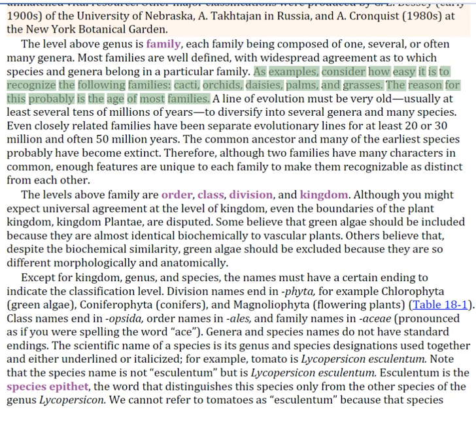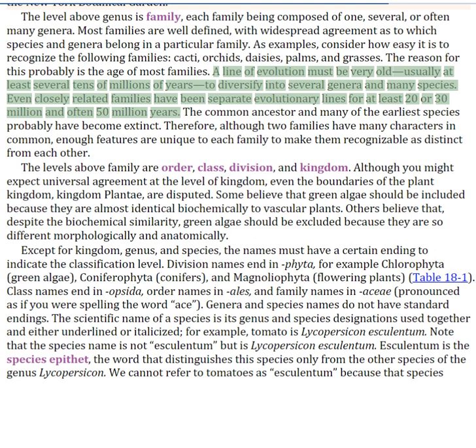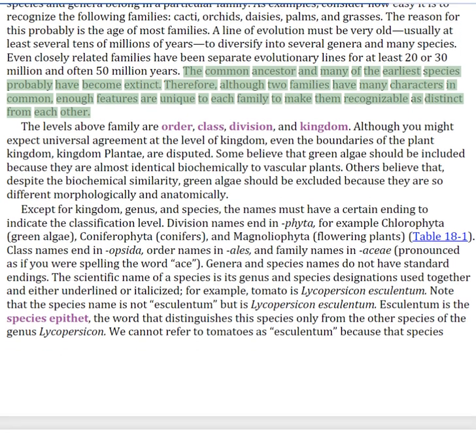The reason for this probably is the age of most families. A line of evolution must be very old, usually at least several tens of millions of years, to diversify into several genera and many species. Even closely related families have been separate evolutionary lines for at least 20 or 30 million and often 50 million years. The common ancestor and many of the earliest species probably have become extinct. Therefore, although two families have many characters in common, enough features are unique to each family to make them recognizable as distinct from each other.